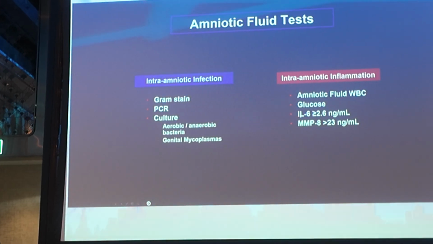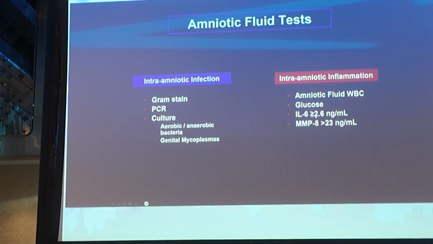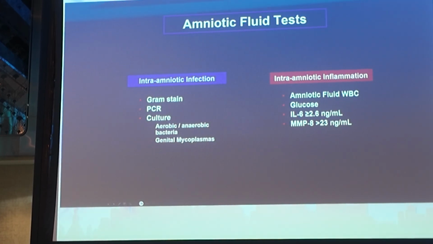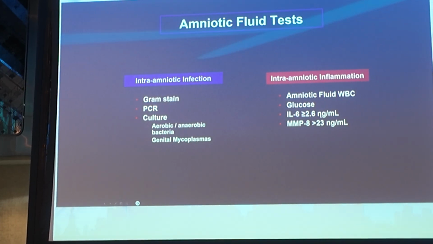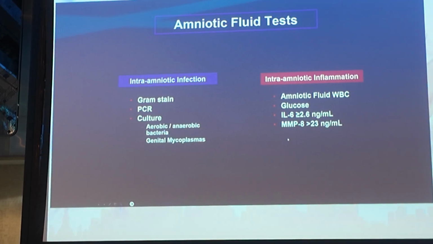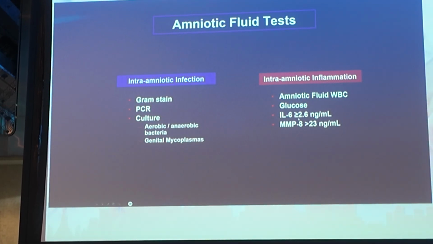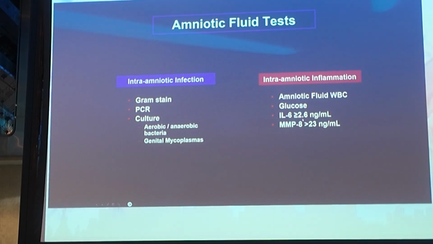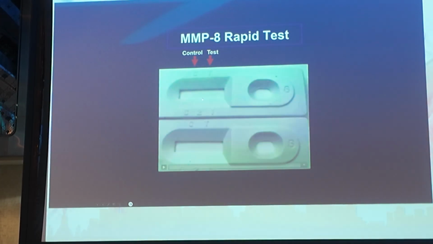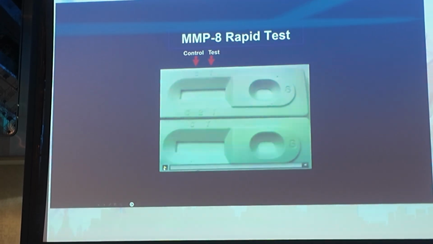And the most important test is either interleukin-6 or MMP-8, because this is better than amniotic fluid white blood cell count, and this is the cutoff. Now these tests are available. They're available in Europe, they're available around the world, and after COVID-19, these tests can be readily done in your hospital laboratory. Now we have developed this type of test.